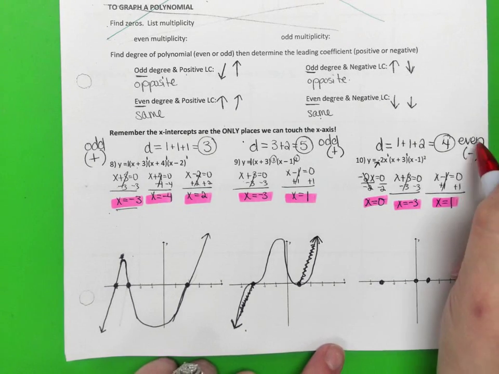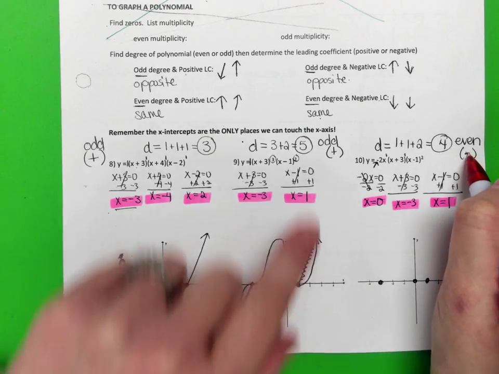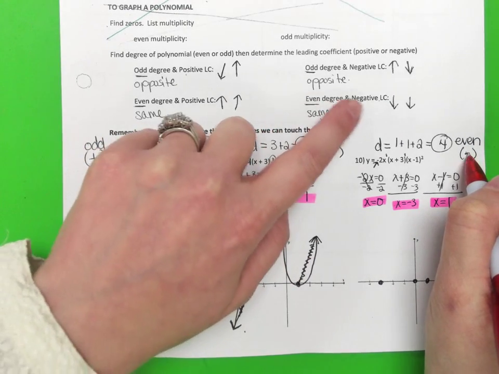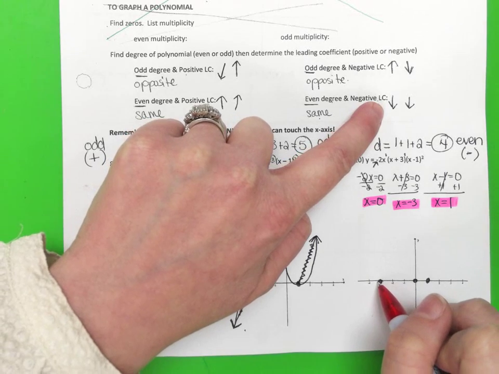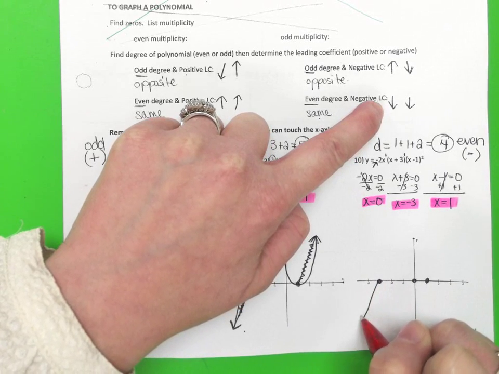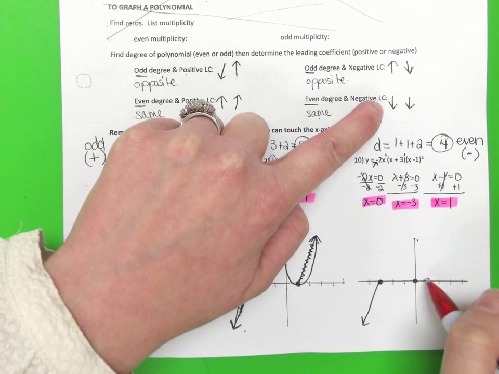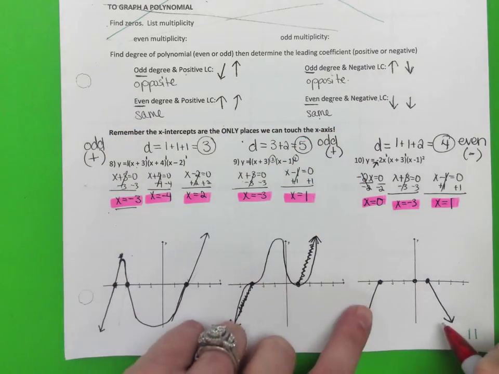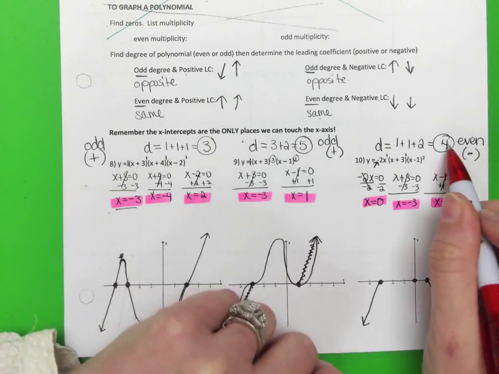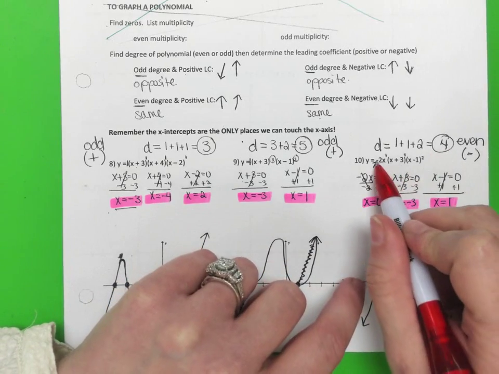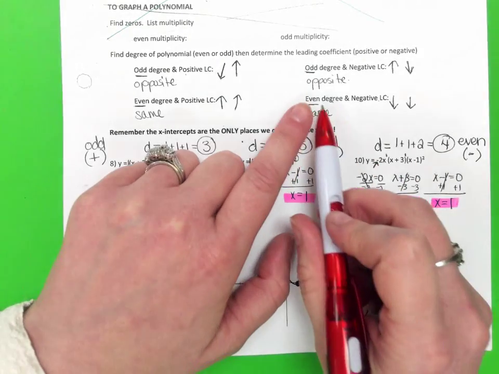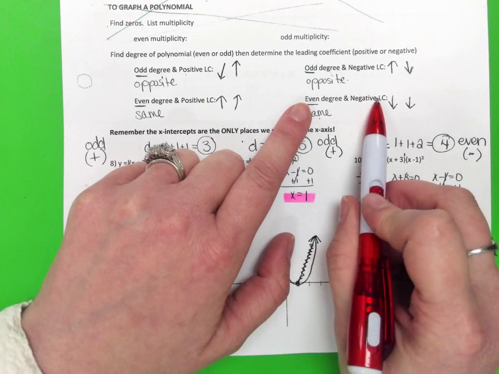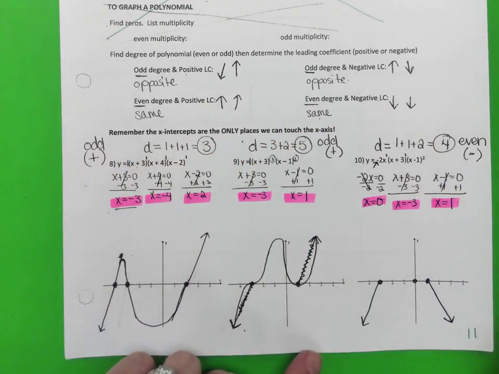Okay, so we already know it's even and it's negative. So if it's even and negative, they're both going to go down. So find the farthest point to the left. That's going to go down. Find the farthest point to the right. That's going to go down. Okay? Why are they both going down? Because it has an even degree and a negative leading coefficient. Okay? If it's even degree and negative leading coefficient, they both go down.